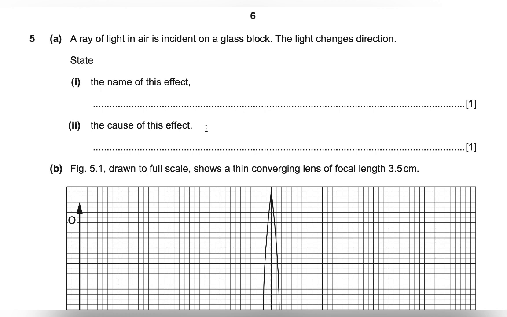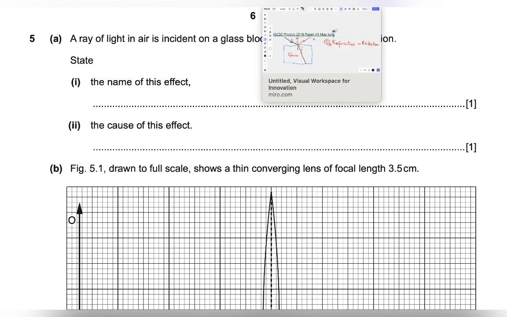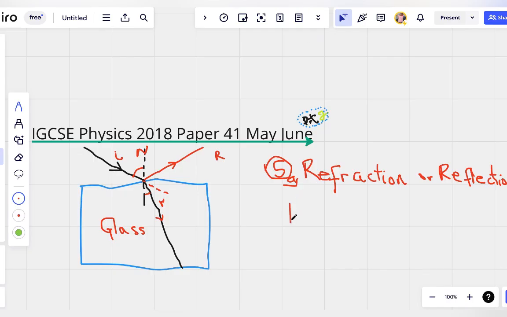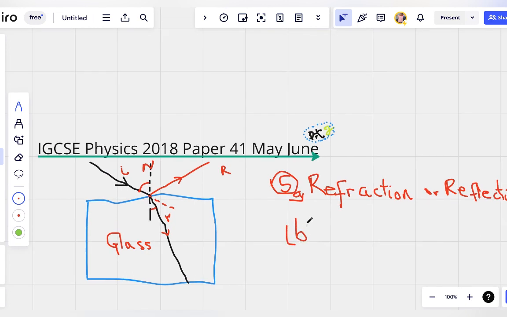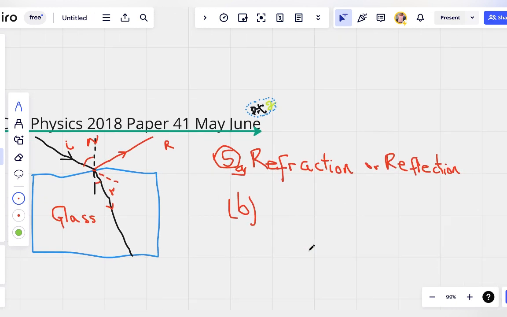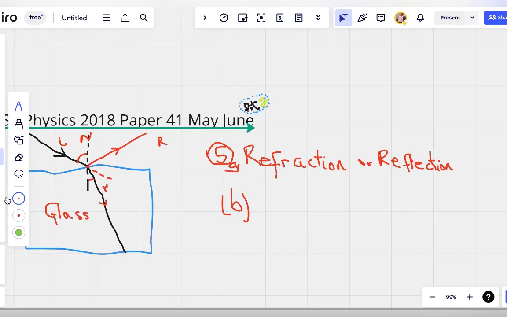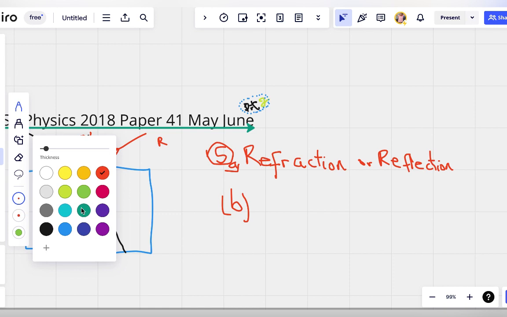What causes refraction? If we chose refraction, it means the change of medium. You can say change of medium, or change of speed. We can say change of medium or change of speed. So here we can simply say change of medium.